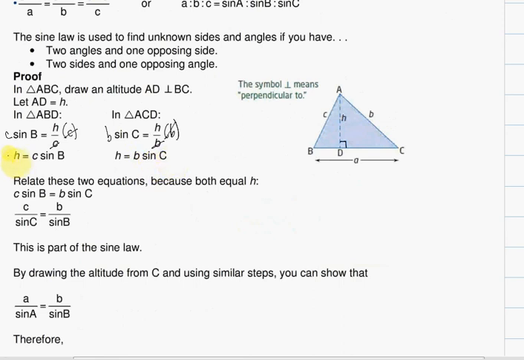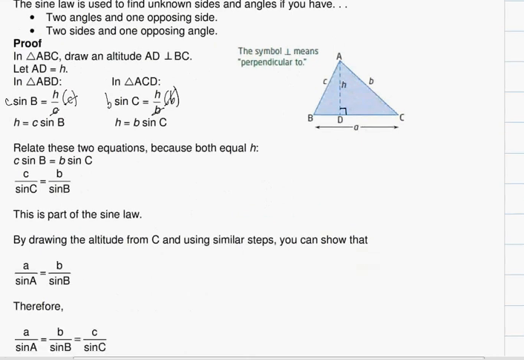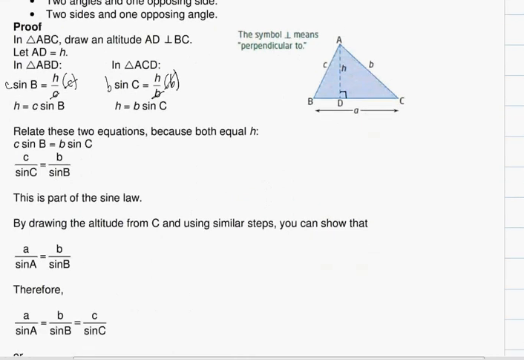So what I've done is I've come up with an expression for the height for both triangles ABD and ACD. Now notice that both read H equals. So what we want to do is relate these two equations because both are equal to H. So that means I can take C sine B and make it equal to B sine C. And as you can see, I can rewrite this.